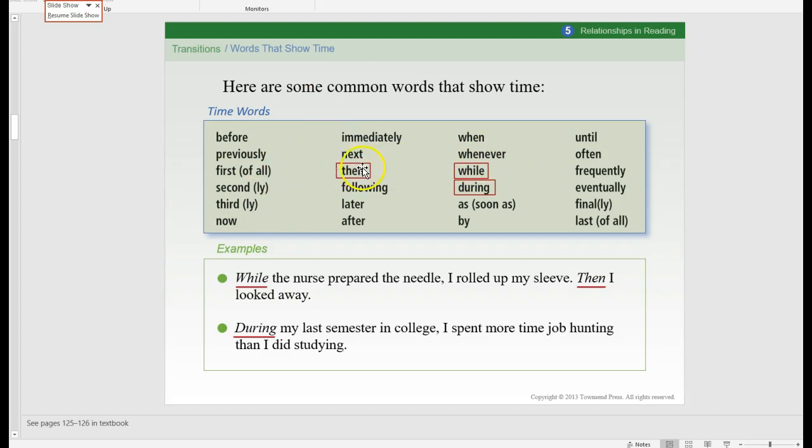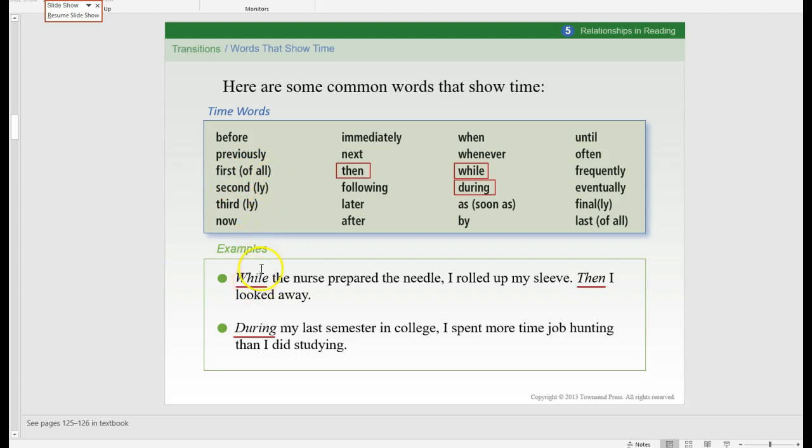You'll know a lot of them. Next, then, while, during, often, frequently. How often do you do something? When? If you notice that first, second, and third, you'll see these for time words and for addition words, giving more information. The way that you will know whether they're time or addition is by the context.